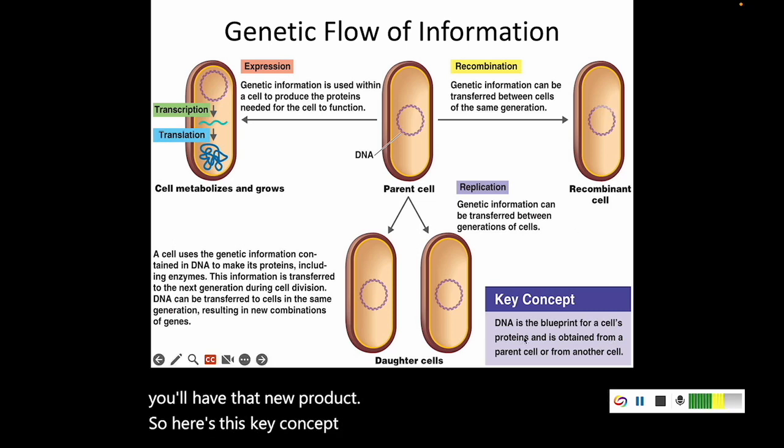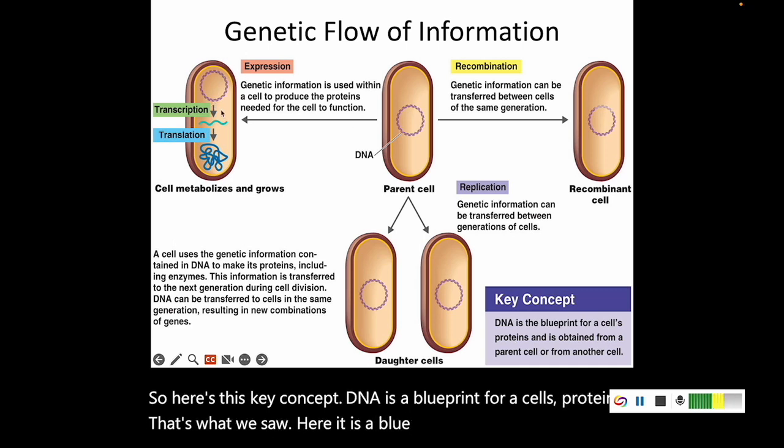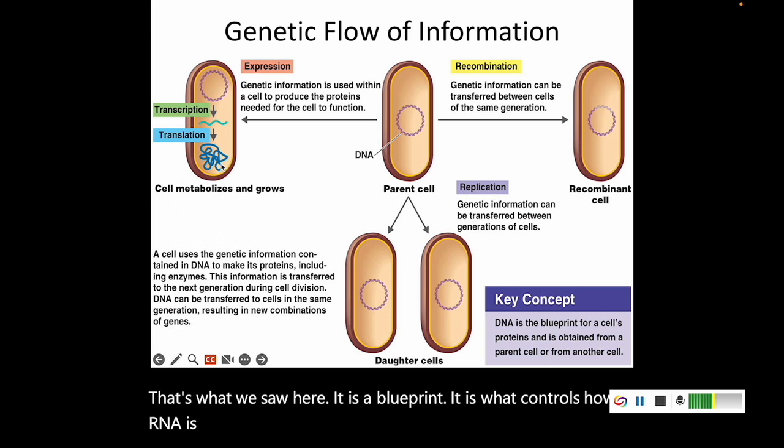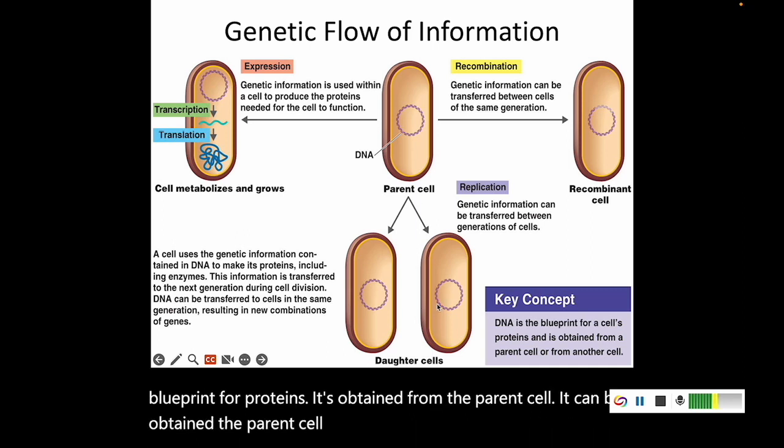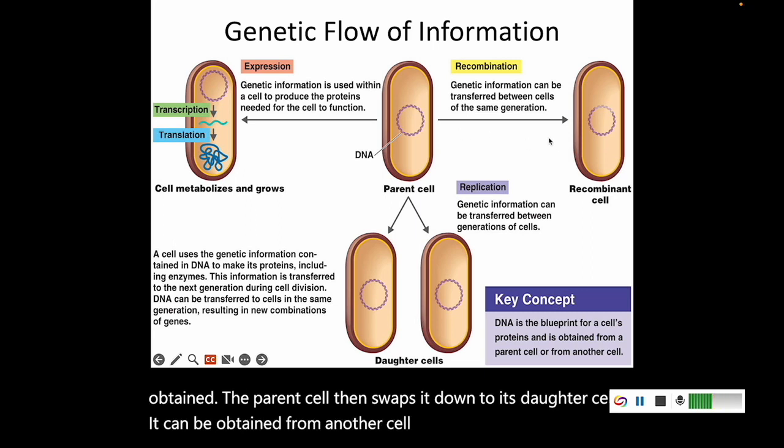So here's this key concept. DNA is a blueprint for a cell's proteins. That's what we saw here. It is what controls how RNA is made, which controls what proteins are made. So it is a blueprint for proteins. It's obtained from the parent cell. The parent cell swaps it down to its daughter cells. It can be obtained from another cell if we're talking about recombination.